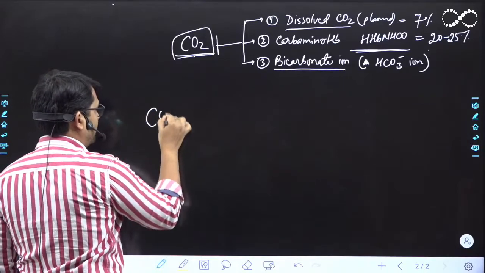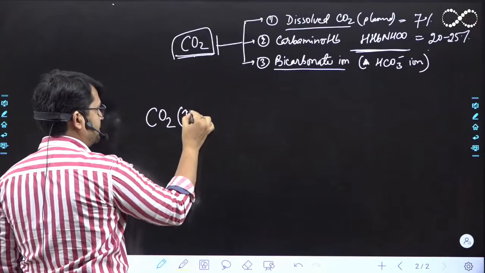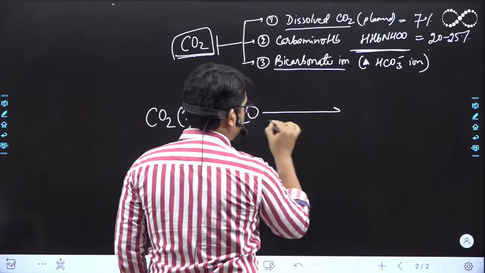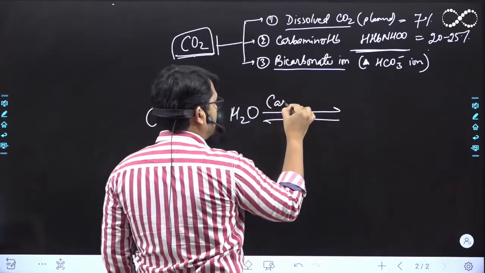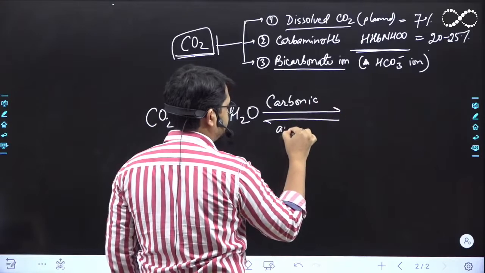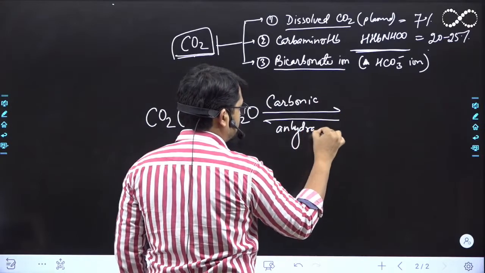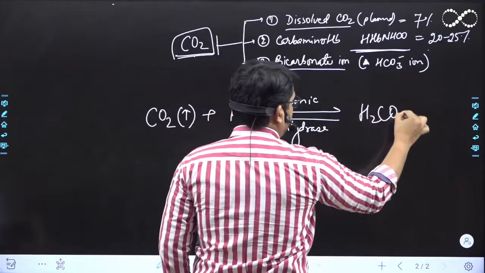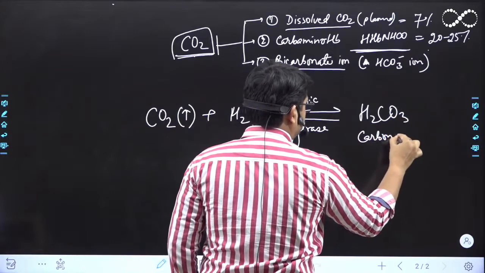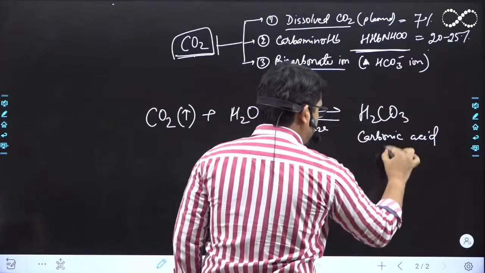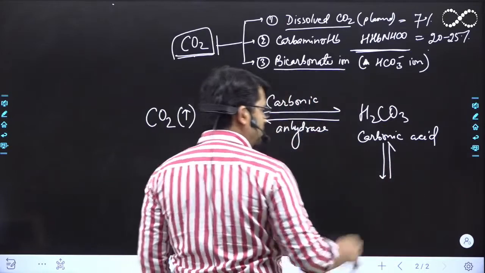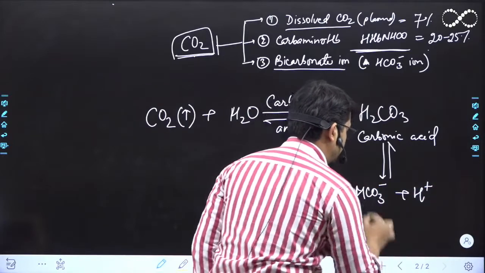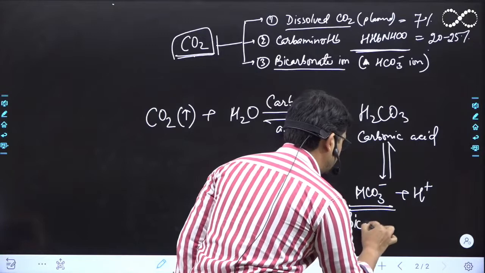This you have to see. CO2, which is gaseous, okay, it reacts with water, and there is an enzyme. This enzyme is called carbonic anhydrase. Carbonic anhydrase converts it into H2CO3. This is carbonic acid. Since it is acid, it is going to dissociate to form HCO3 minus plus H plus ion, and this is what? The bicarbonate ion.